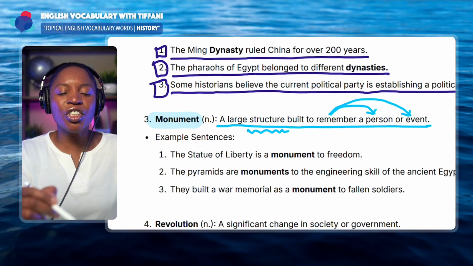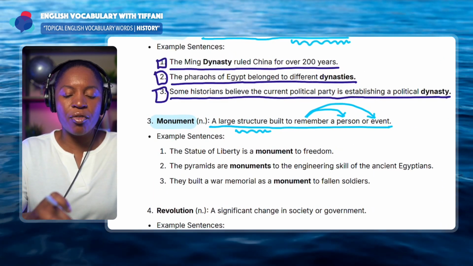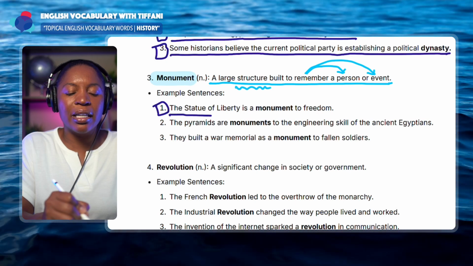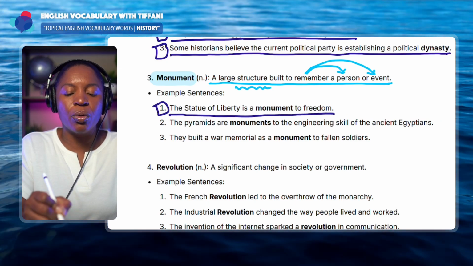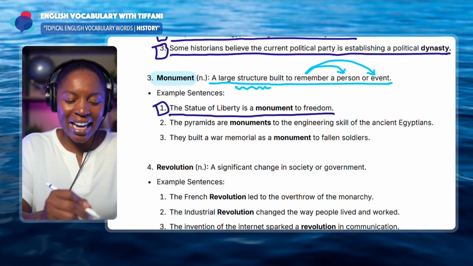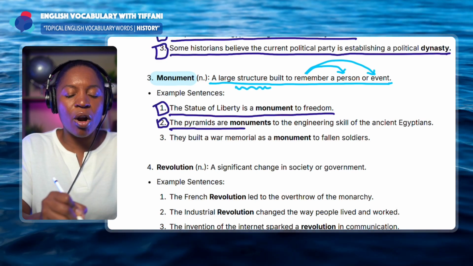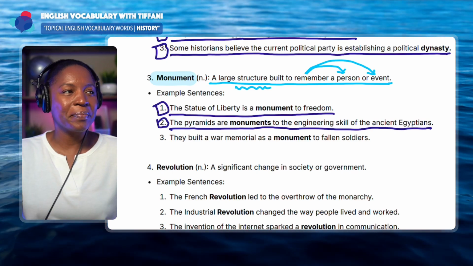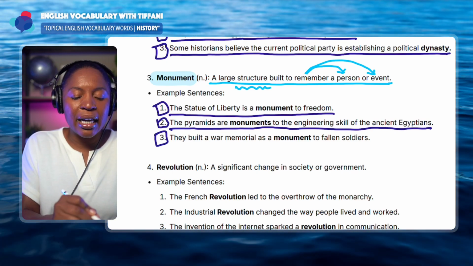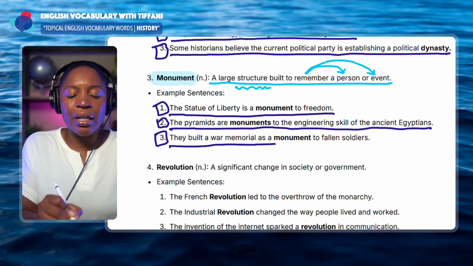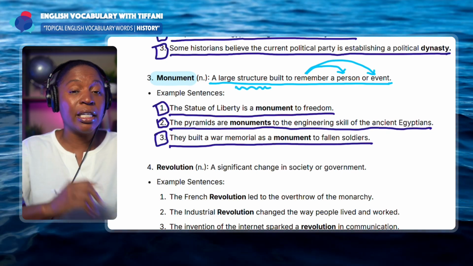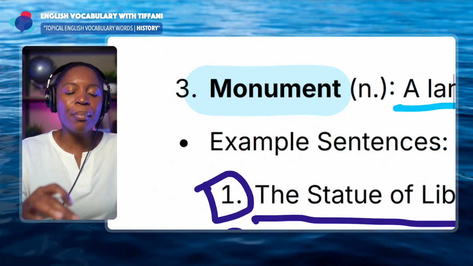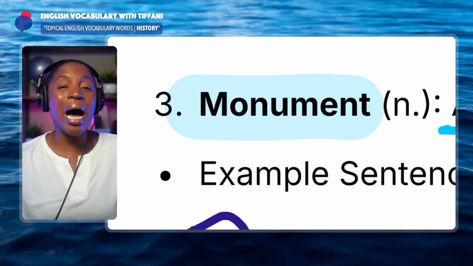Excellent. All right, let's check out these example sentences. Here's the very first example sentence. The Statue of Liberty is a monument to freedom. Next, the pyramids are monuments to the engineering skill of the ancient Egyptians. And number 3, they built a war memorial as a monument to fallen soldiers. You got it? Excellent. All right. So again, number 3 after me, monument.